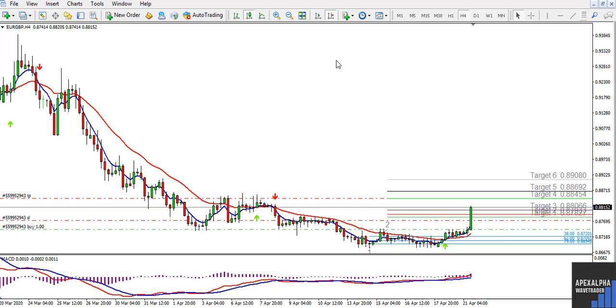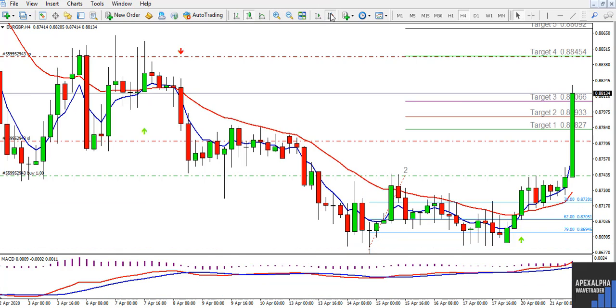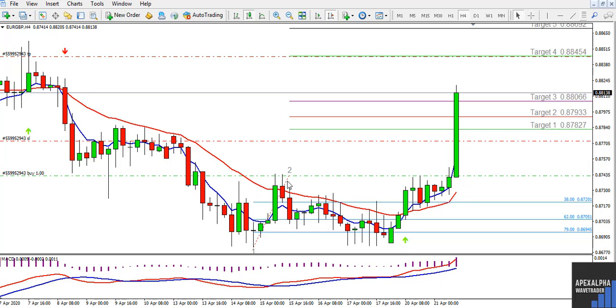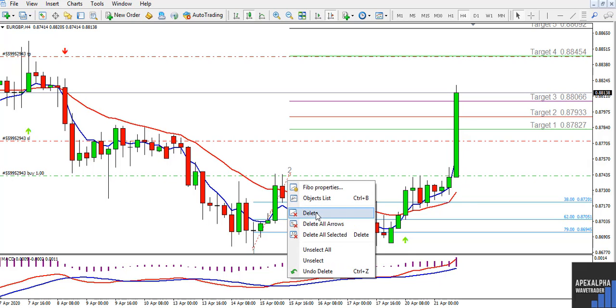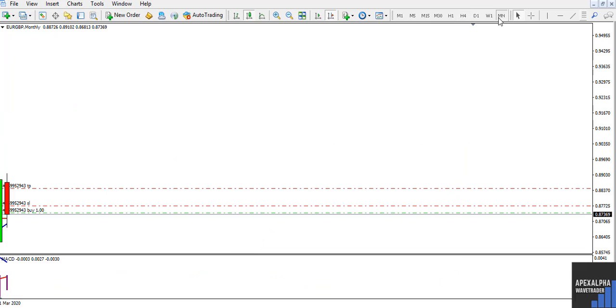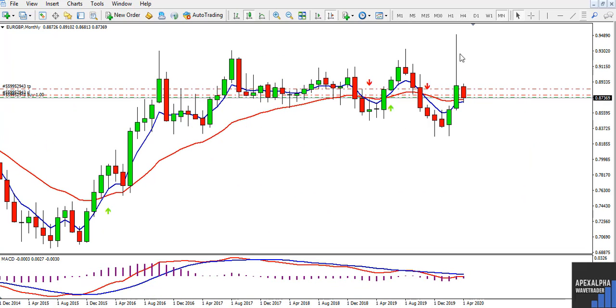And you can see that this is the EURGBP. I'm on the 4-hour chart, and you can see what's going on right now. So I'm just going to quickly do a top down and show you how I got into this trade. So let's go to the monthly here, and on the monthly, this is what is going on.